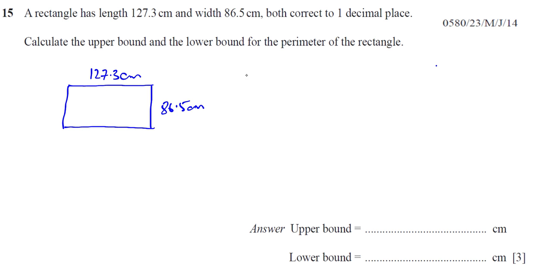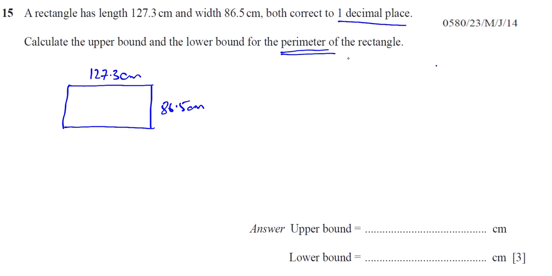However, the length and the width have both been corrected to one decimal place. So they were either bigger or smaller than 127.3. When you rounded the number, you ended up with 127.3 and 86.5. Okay, so we've got to find the upper and lower bound for the perimeter of the rectangle.